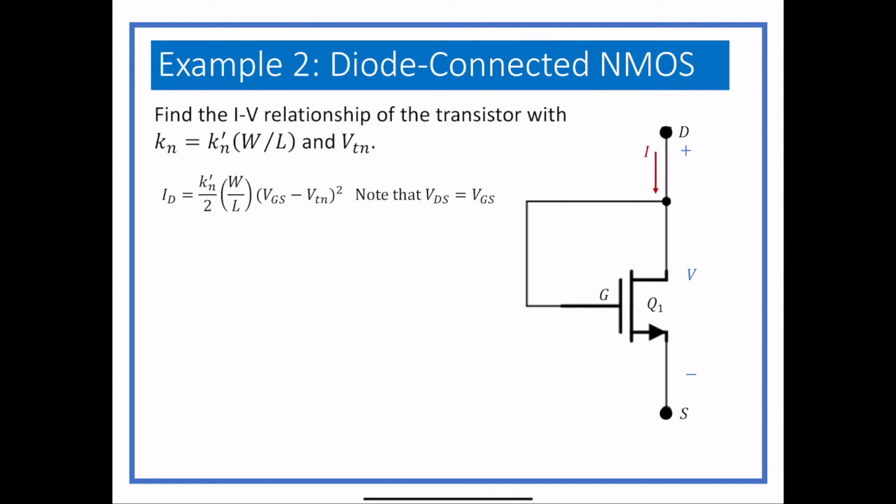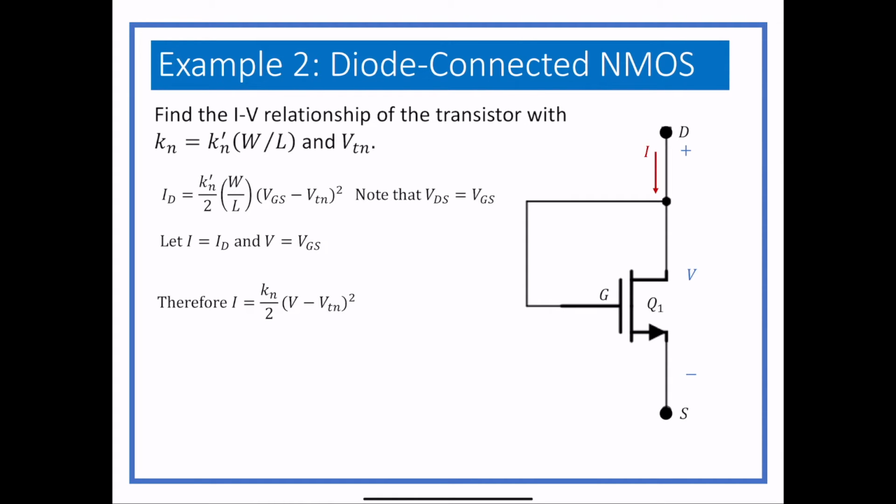So we have the regular ID equation, ID equals Kn prime over 2 times W over L, which is all just Kn over 2, times the overdrive voltage squared. And in this circuit, VDS and VGS are going to be the same value, because the gate is connected back to the drain without any resistors. So the gate to source voltage and the drain to source voltage will be the same. So we just plug in I equals ID and V equals VGS, and we get a relationship between the two.